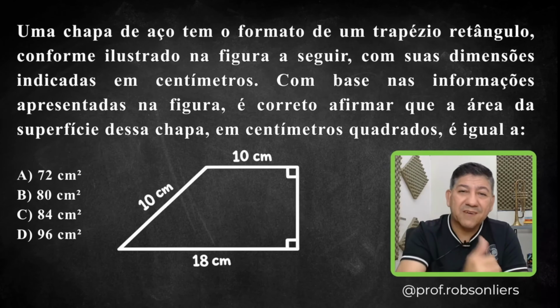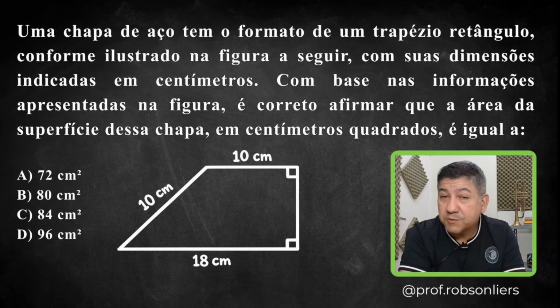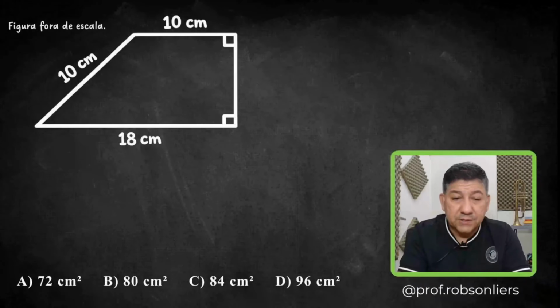Let's do this together. Were you able to solve it yourself? Let's move to the step-by-step solution. Here's what the problem states. A steel plate has the shape of a right trapezoid, as shown in the following figure, with its dimensions indicated in centimeters. Based on the information shown in the figure, what is the surface area of this plate in square centimeters? I'll clear the board so we can solve it.